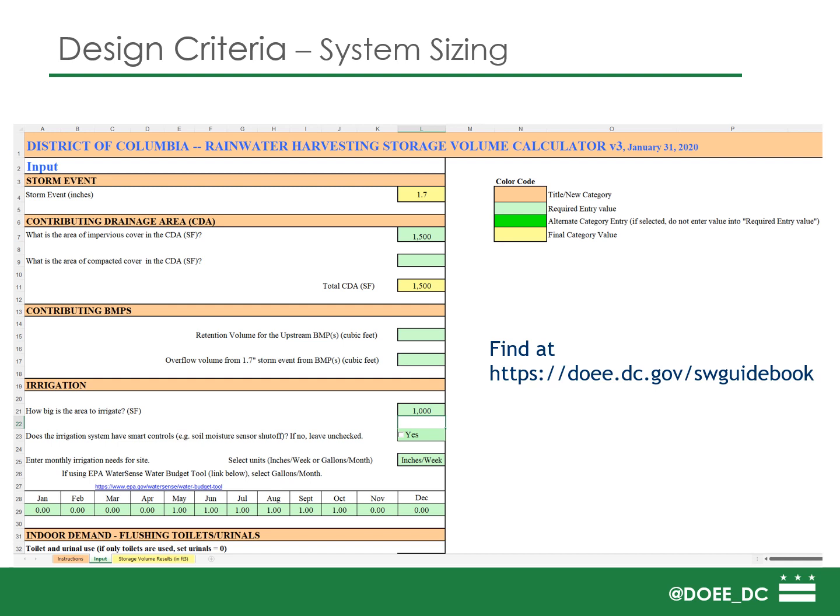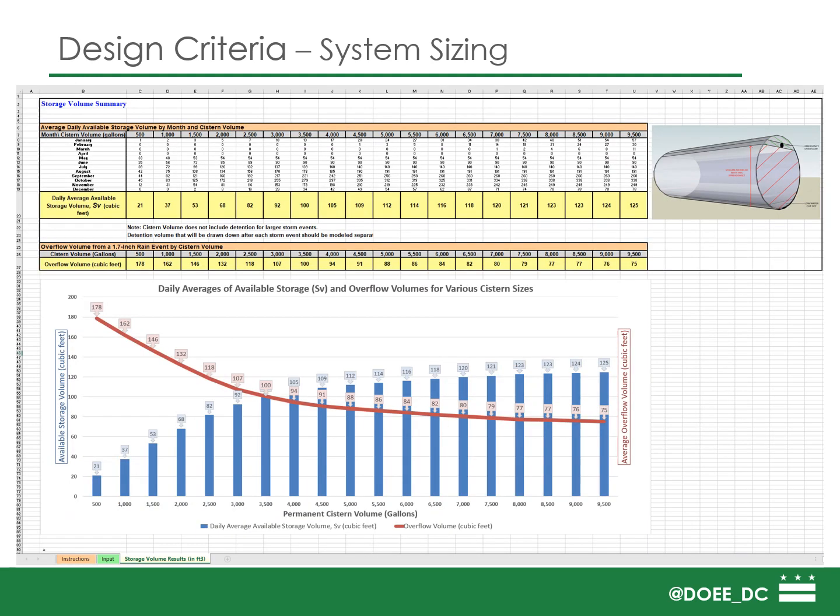And you can see from this input tab that you put all of this information in and then go over to the storage volume results tab in yellow at the very bottom there. The system sizing is then based on the storage volume results. So you can see on the tab in yellow at the bottom here, the storage volume results, you get a daily average available storage volume based on different cistern sizes.